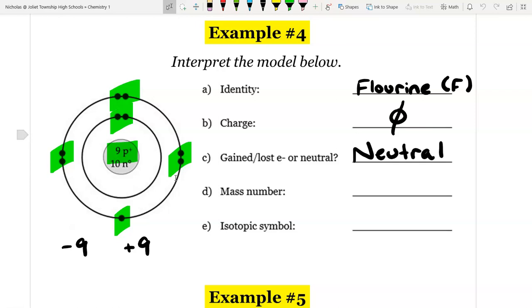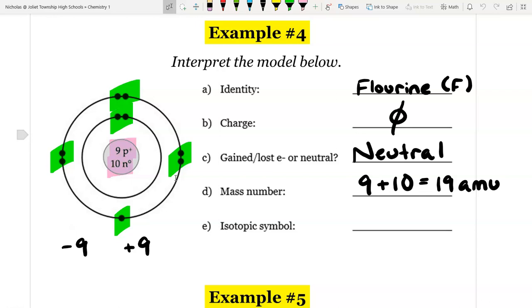The mass number comes from the nucleus. So we're just looking at the protons and the neutrons here. So the number of protons is 9. The number of neutrons is 10. 9 plus 10 gives us a total mass of 19 AMU.